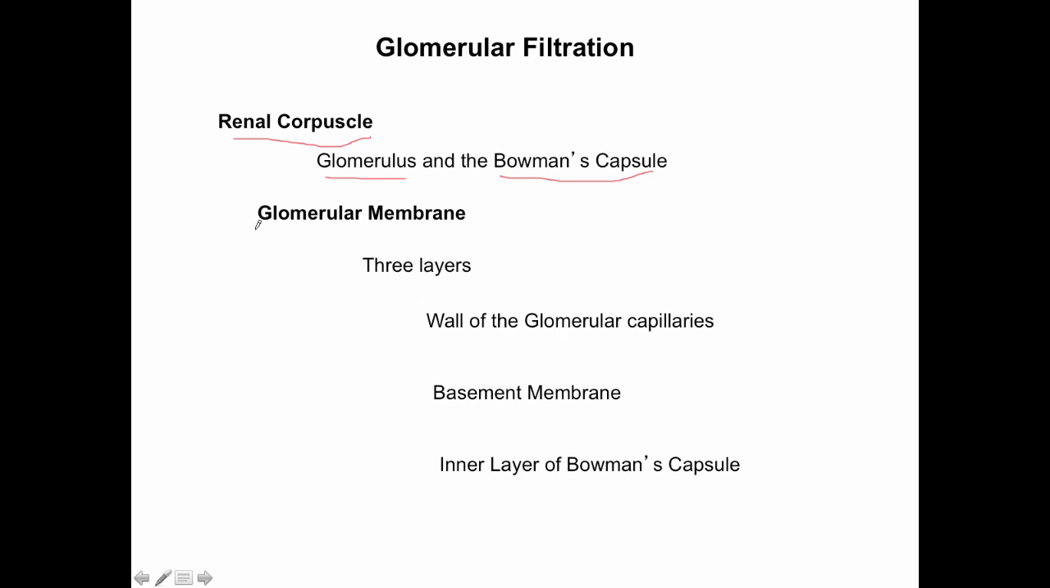And it's filtered across something that we call the glomerular membrane. So filtration occurs across the glomerular membrane. The glomerular membrane contains 3 layers, and we're going from the blood side to the Bowman's capsule side. The innermost layer, the first layer, is the wall of the capillary. Beyond that is a small basement membrane. And then beyond that is an odd-looking membrane that we call the inner layer of Bowman's capsule.